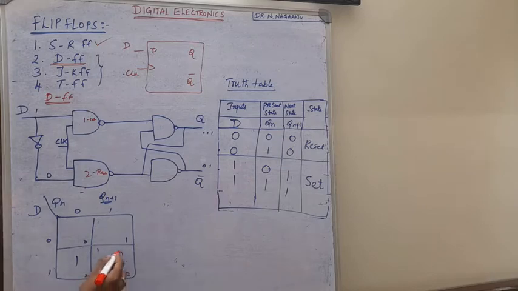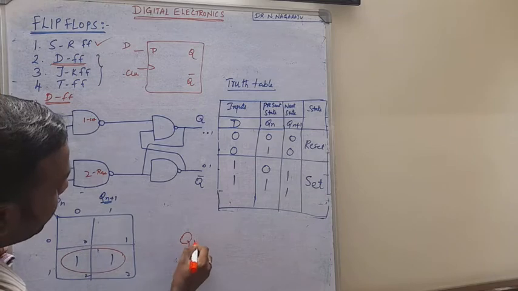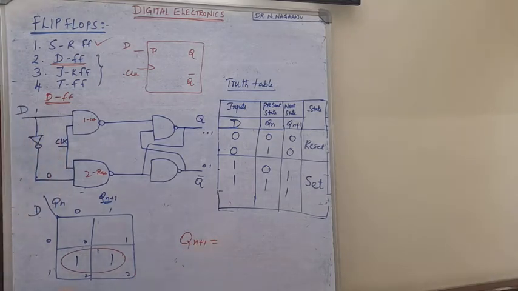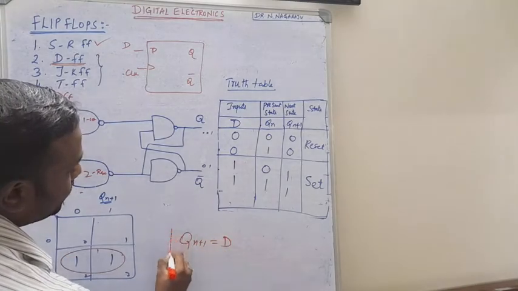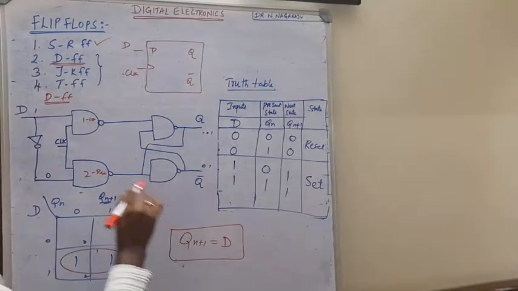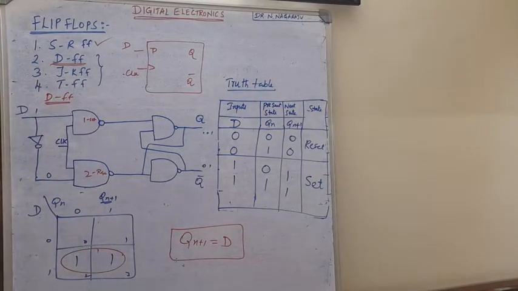We'll make the group, and we get only a single group. So what is the answer? Only check row wise, column wise is not possible. What is the value? D. So Qn plus 1 is equal to D. This is the characteristic equation for the D flip flop.